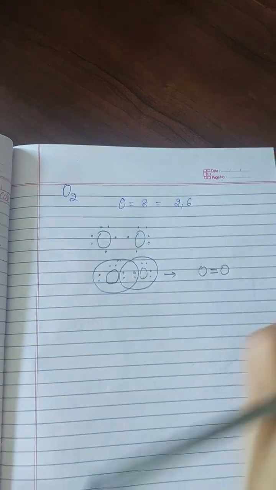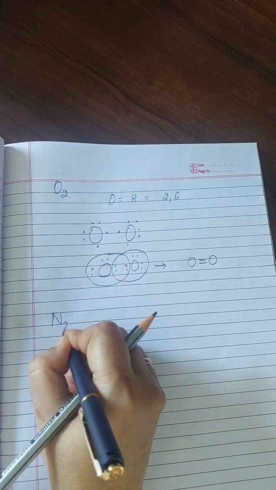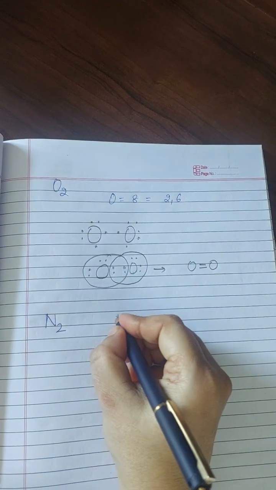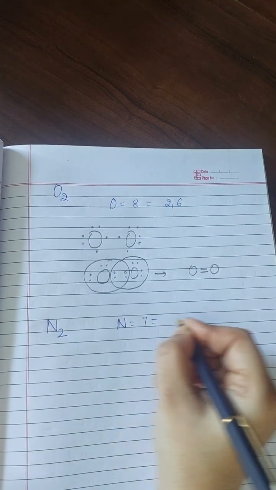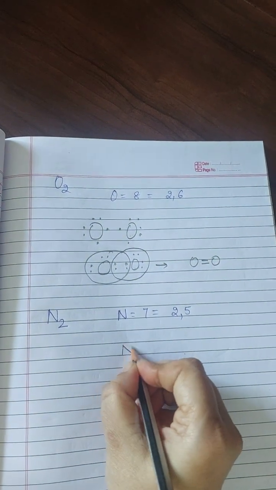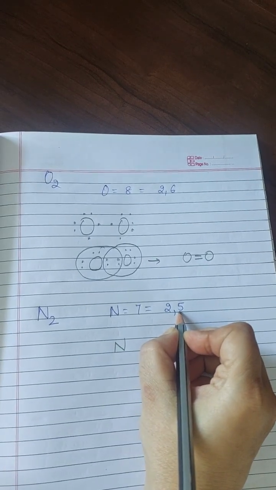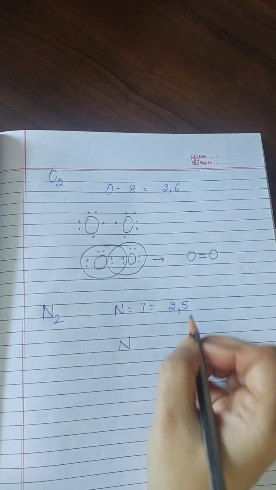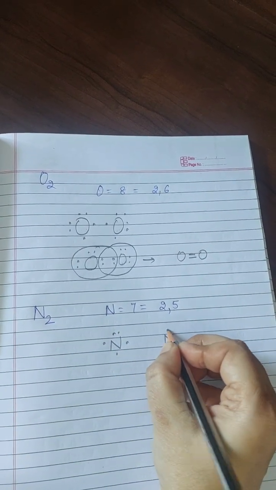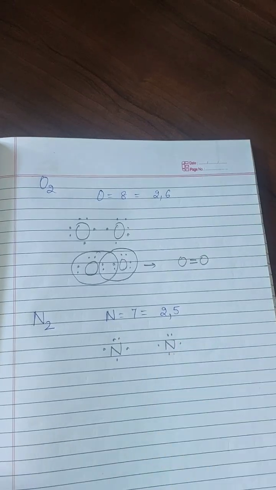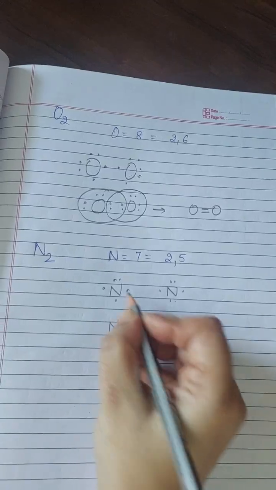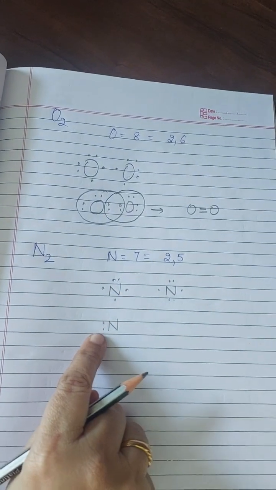Now, let's take an example of nitrogen molecule, N2. Nitrogen has atomic number 7, so its electronic configuration is 2,5. How we can write it? It has 5 electrons in its outermost shell. So we can write like this. Let's take these 3, this lone pair.